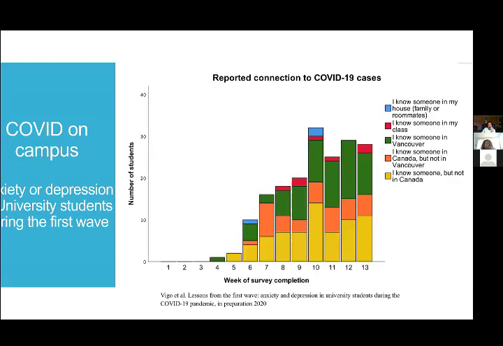So this is how the cases of COVID got close to campus. During week 4 of the survey, we detected the first person who knew a positive test. And as we see, first, mostly were not in Canada, but were globally, then in Vancouver, then increasingly globally, in Canada, in Vancouver, in your course, and at home. And then it sort of stabilized around week 10. By week 13, the first wave was over, and restrictions on business operations had been removed, or most restrictions, even though for university students it was still, and it's still, distance learning.